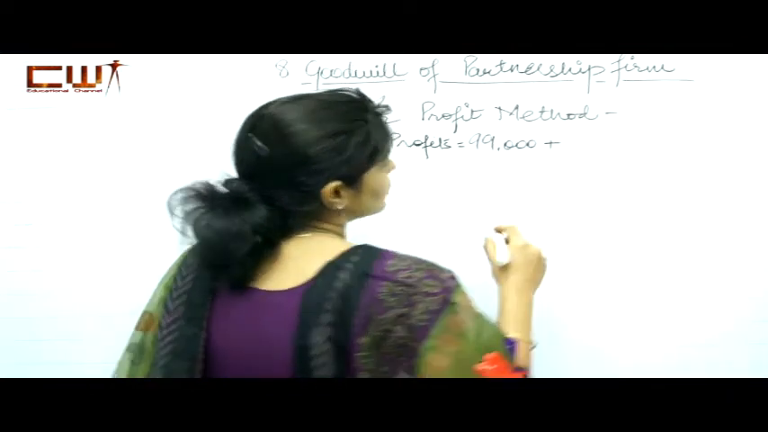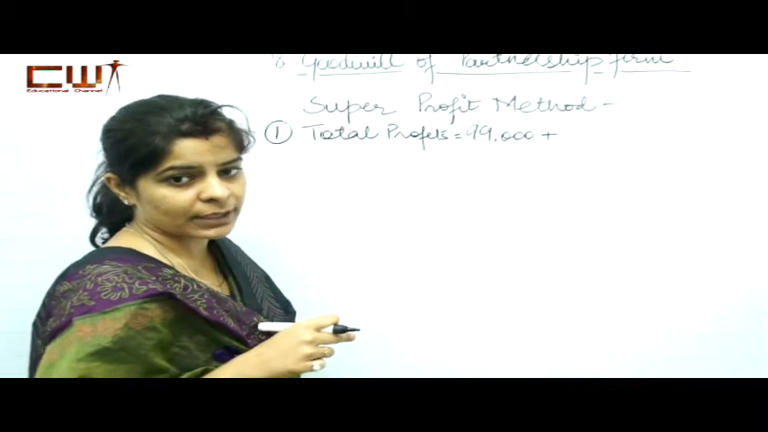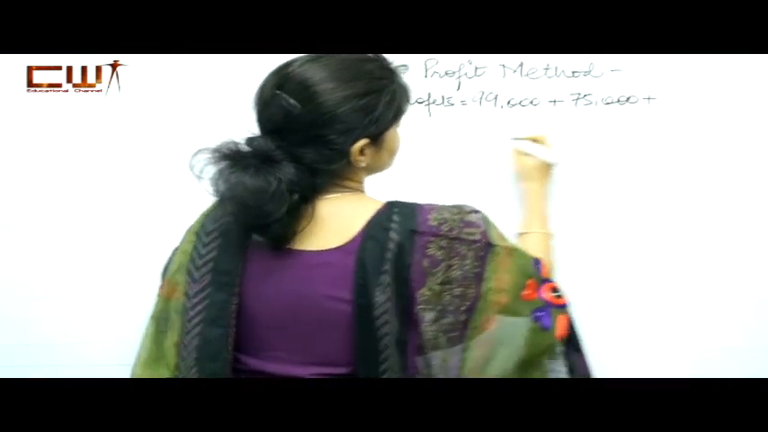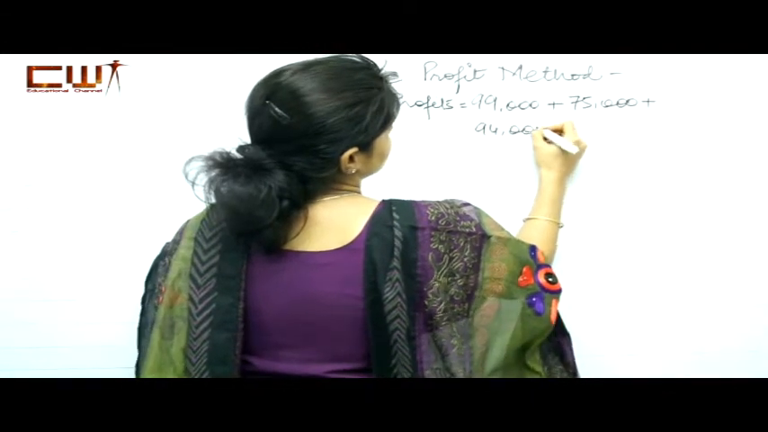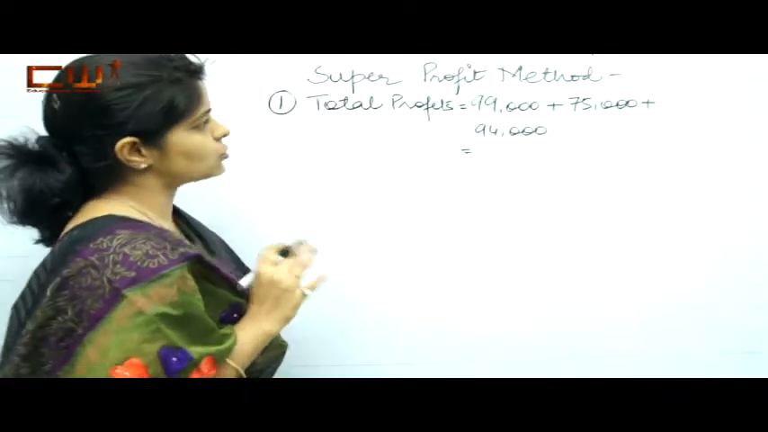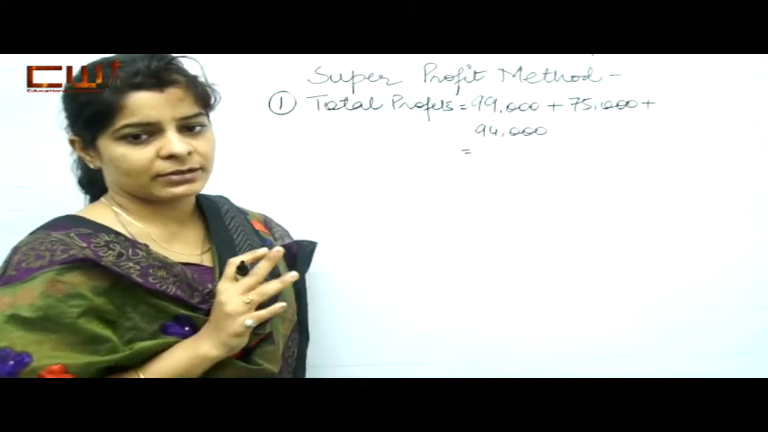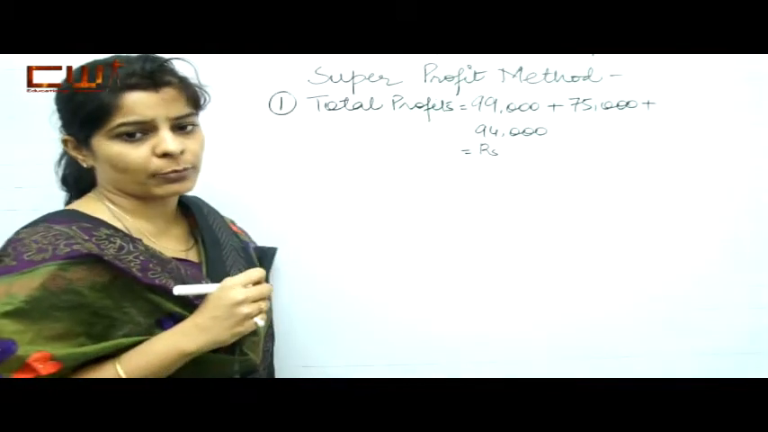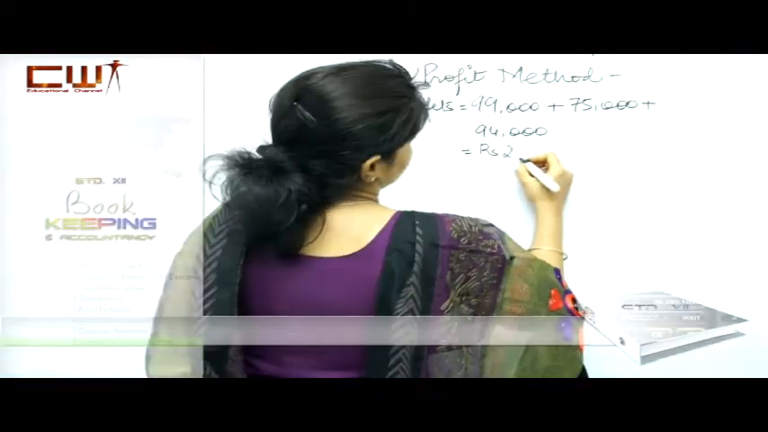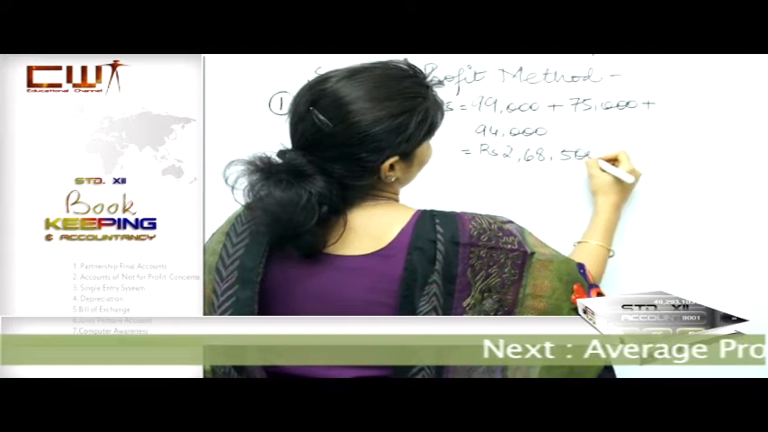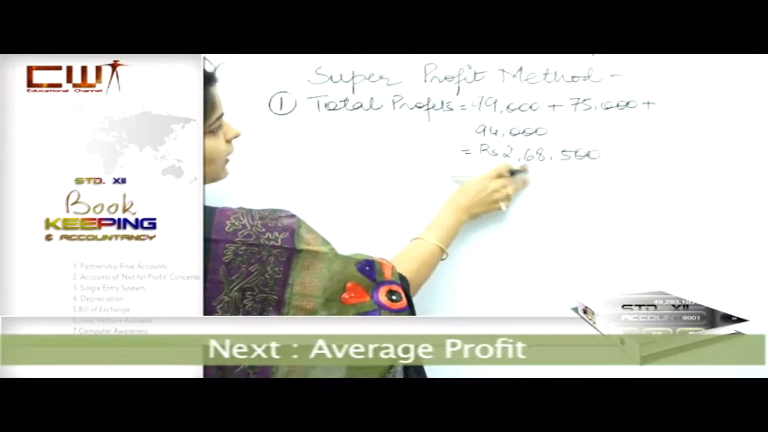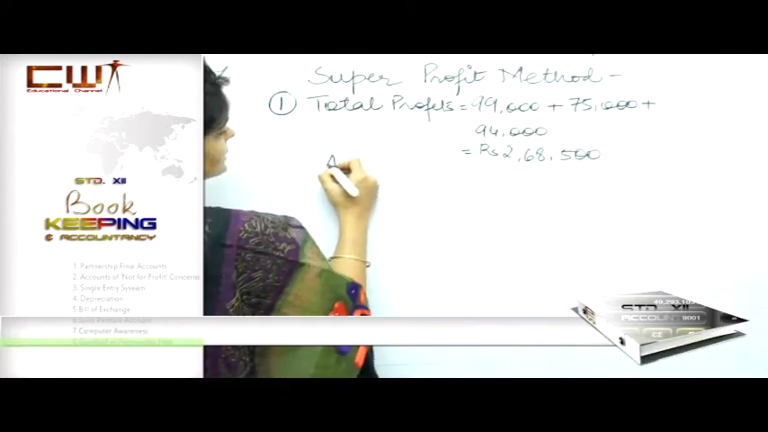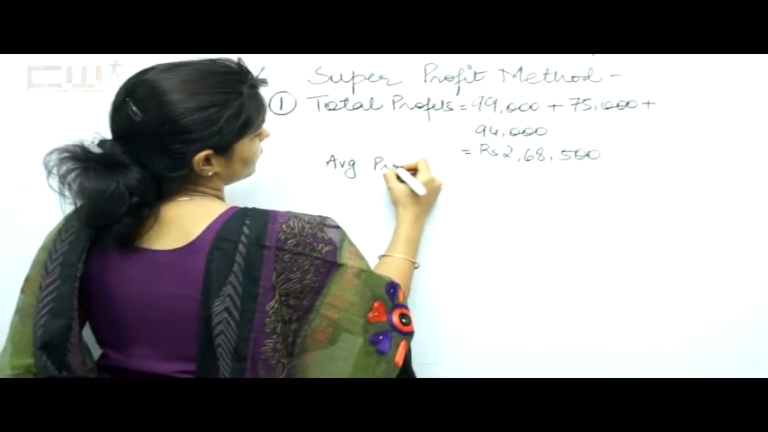99,000. I'll put a plus sign because it's a profit again. 75,000 plus 94,000. They have given profits only, so there is no loss, no minus sign. This is the total profit I'm finding out: 2,68,500. 2,68,500 is the total profit of the firm. The next step that we will do is finding out the average profit.